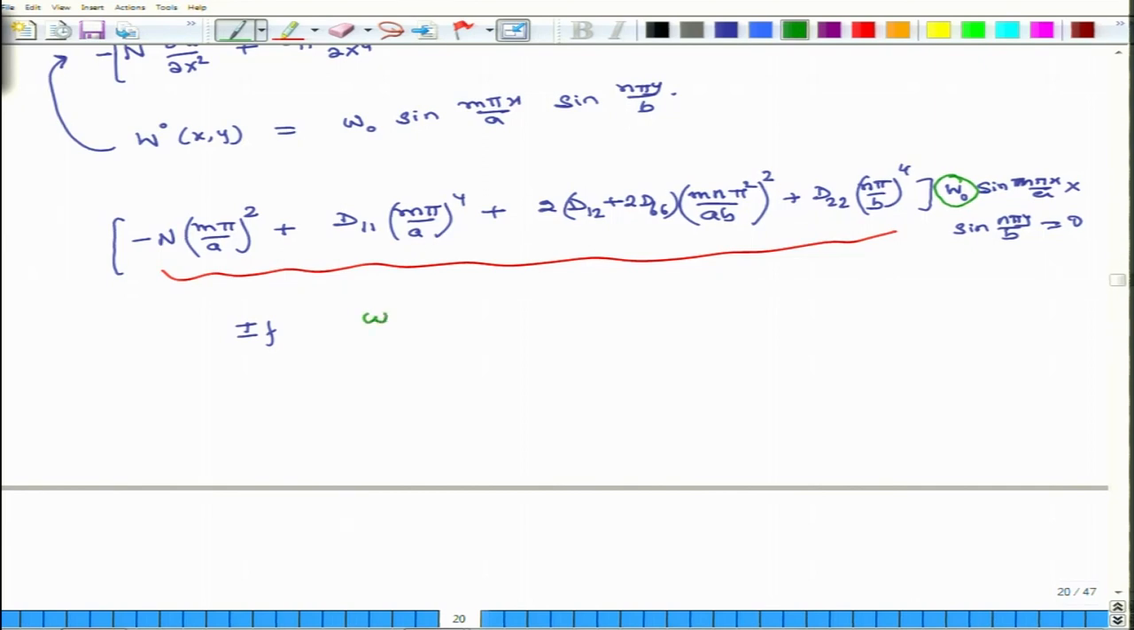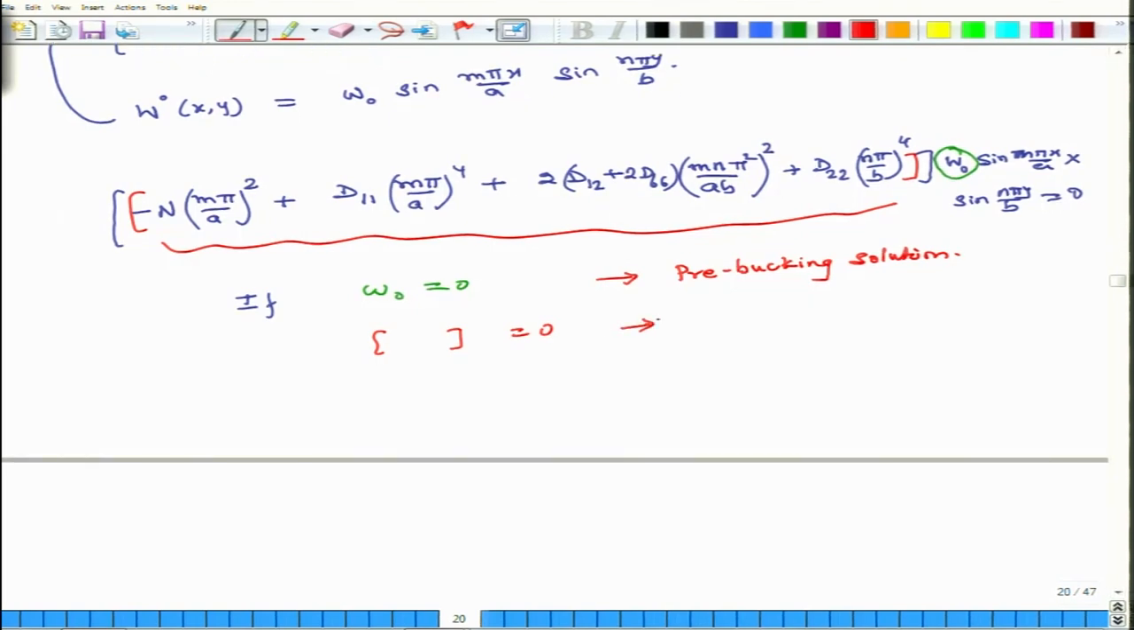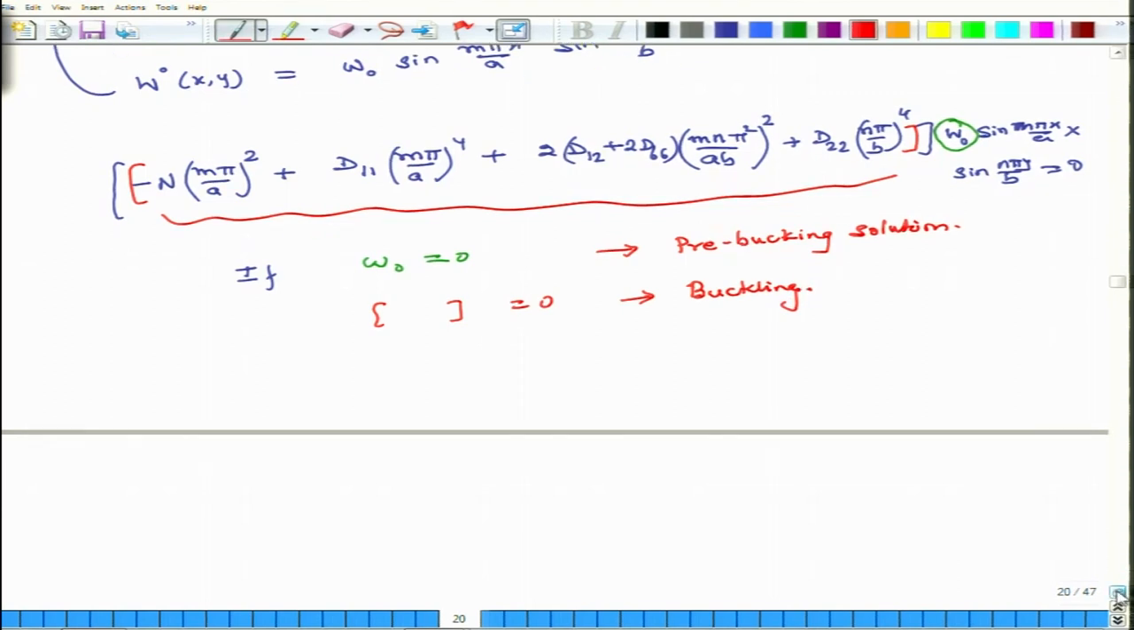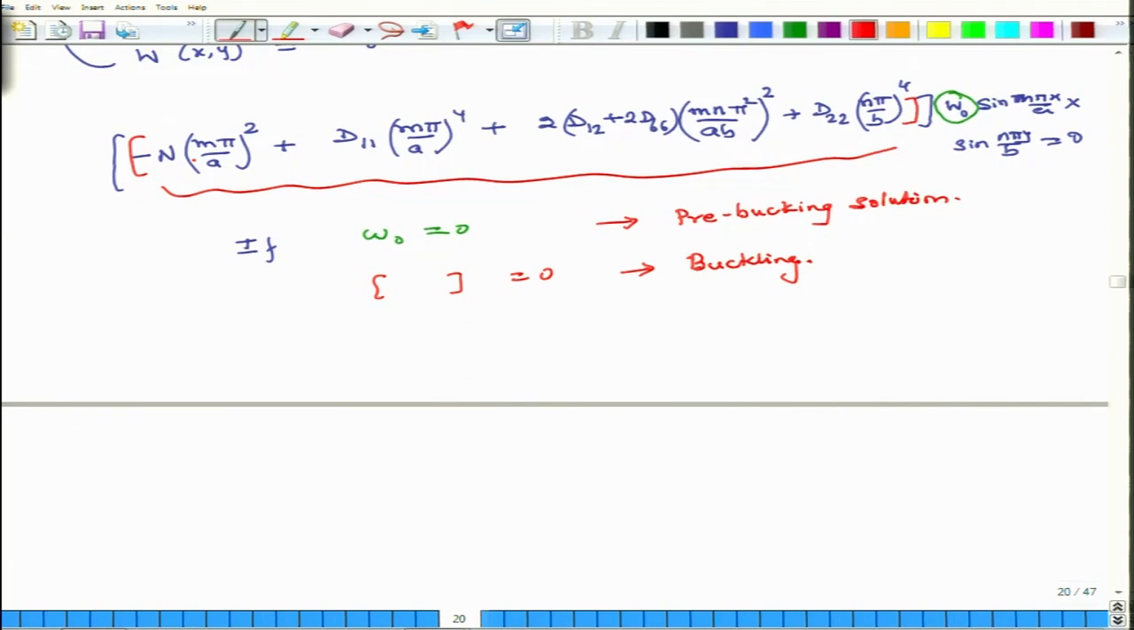it is going to be possible only if w naught is equal to 0, which means that the plate will not buckle, or the term in brackets is going to be 0. Then this equation will be identically satisfied. So, w naught equals 0 is for the pre-buckling configuration. Pre-buckling solution, okay. And this is the solution once the plate has buckled. So this plate will buckle when N becomes so large that it equals the other terms.